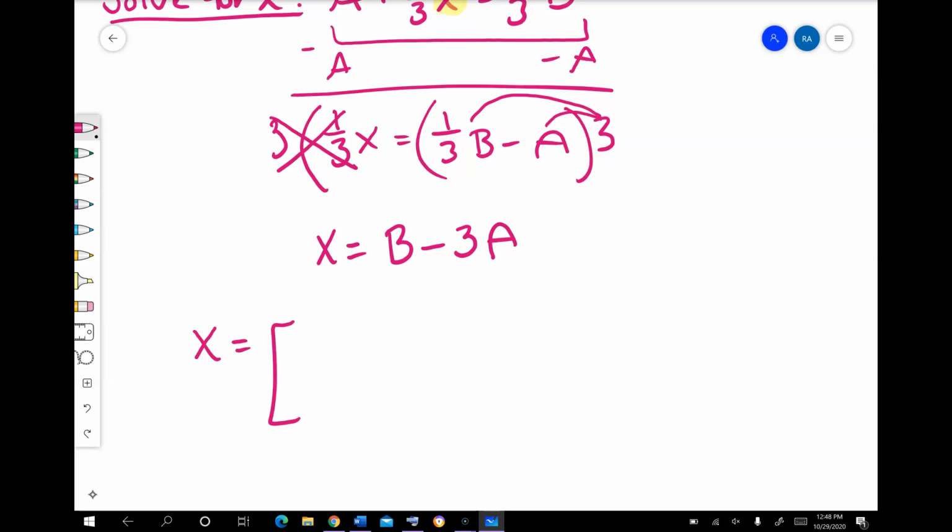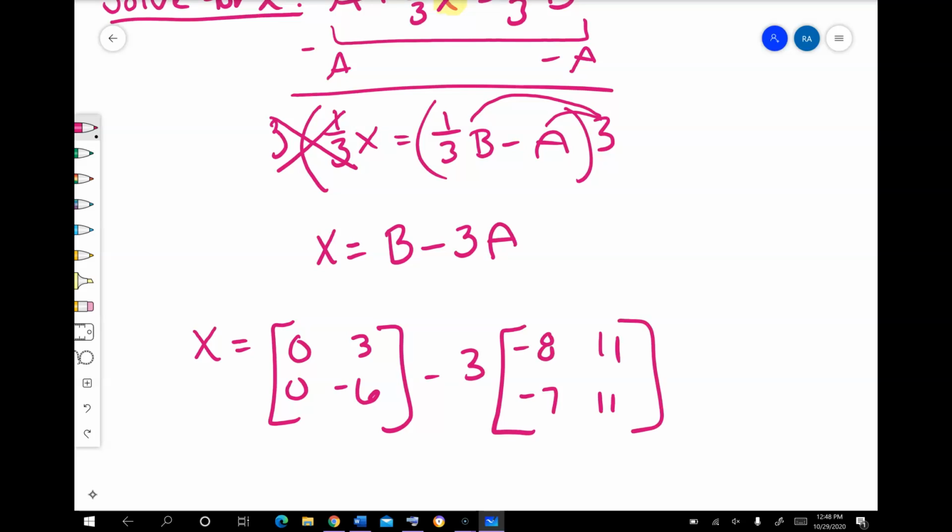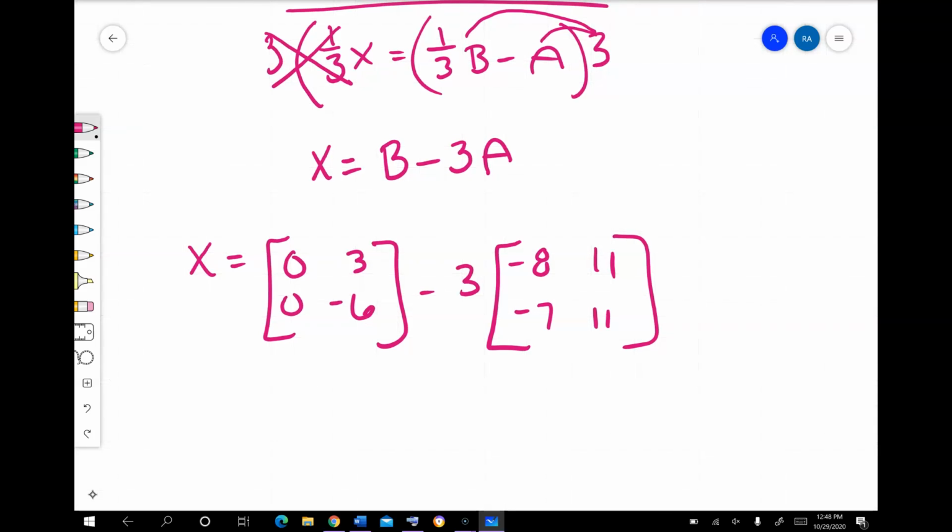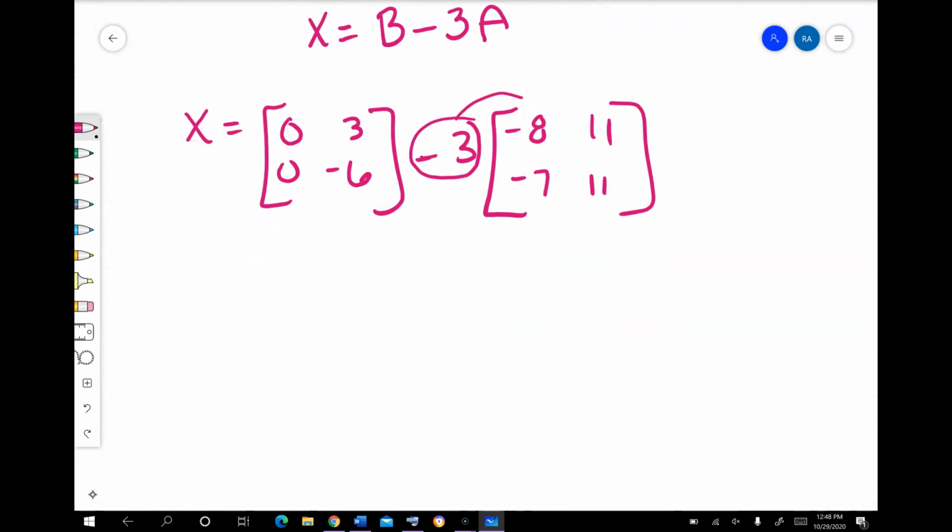Matrix B is going to be 0, 0, 3, negative 6, minus 3 times matrix A, which is negative 8, negative 7, 11, and 11. All right, so like we did yesterday, I want to distribute the scalar first, and then I'll combine like terms. So I'm going to distribute the negative 3 into that matrix, okay? So we're going to say x equals, this matrix stays the same. This is going to turn to a positive because I'm distributing the negative 3.